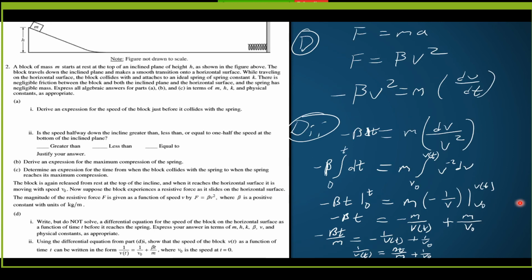2d. I want to write but not solve a differential equation for the speed of the block on the horizontal surface as a function of time t before it reaches the spring, expressing the answer in terms of the mass of the block, the height of the inclined plane, the spring constant k, and another new constant beta, which is a constant multiplied by v squared to get a resistive force. It doesn't necessarily say friction, but a resistive force, which exists now between the bottom of the inclined plane and the start of the spring.